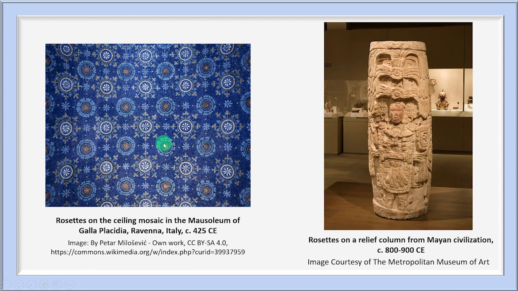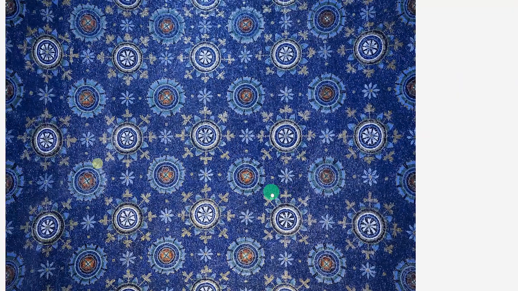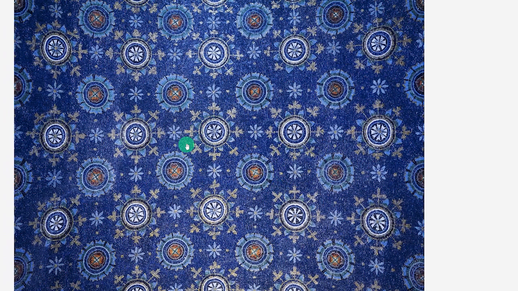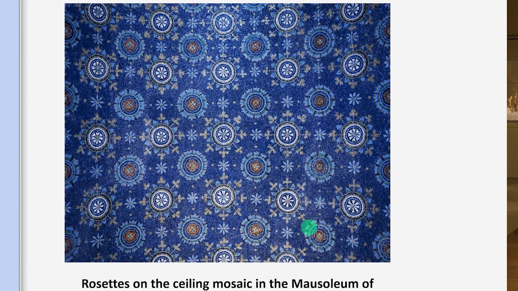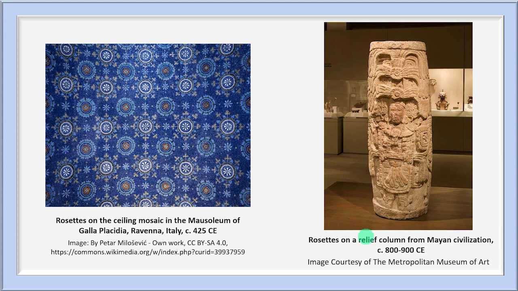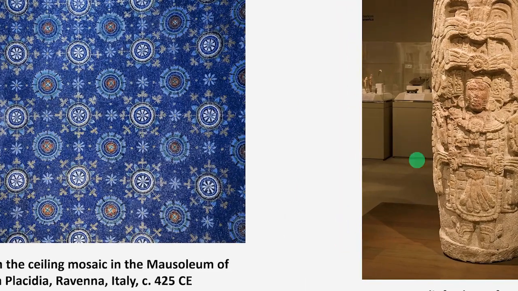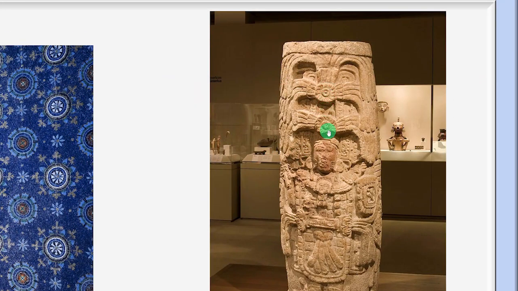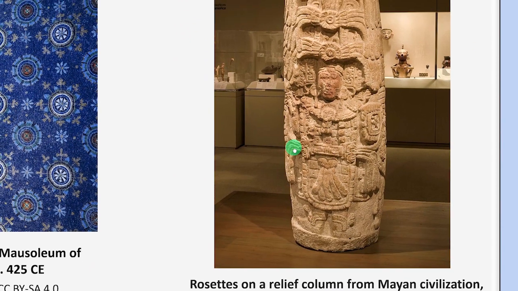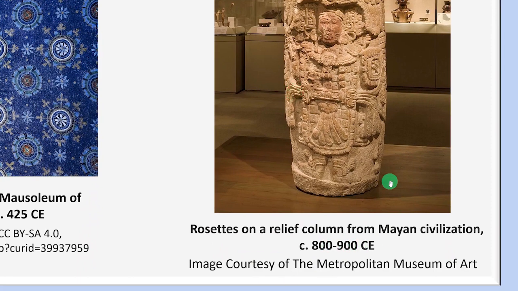Then this is a mosaic in the mausoleum of Galla Placidia, Ravenna, Italy. This is dated around 425 CE, and we have a beautiful pattern of rosette. All are rosettes. Then this I came across while researching on the Mayan civilization, and I found a symbol like this which really qualified as rosette, so I included this image. This is from Mayan civilization, dated 800 to 900 CE.